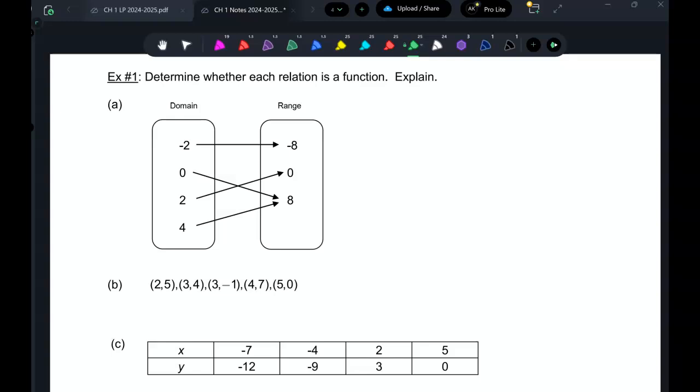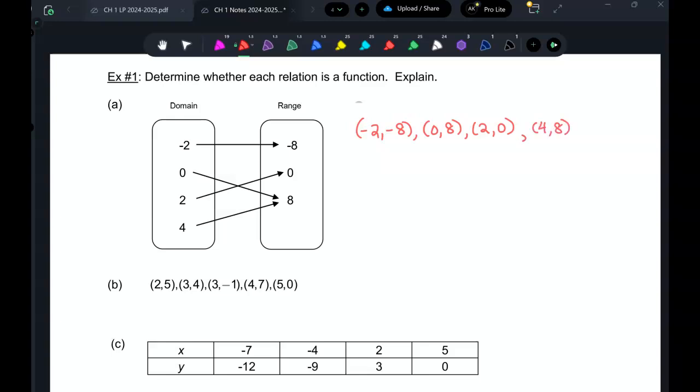What do you think? It's not a function? You think it's not a function? Okay, here's what I want you to do. Let's write out what the ordered pairs would be. So, -2 goes to -8. 0 goes to 8. 2 goes to 0. And 4 goes to 8.